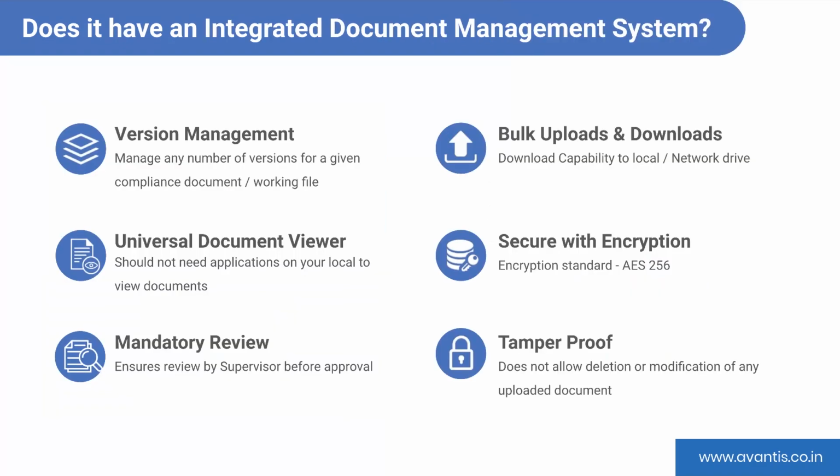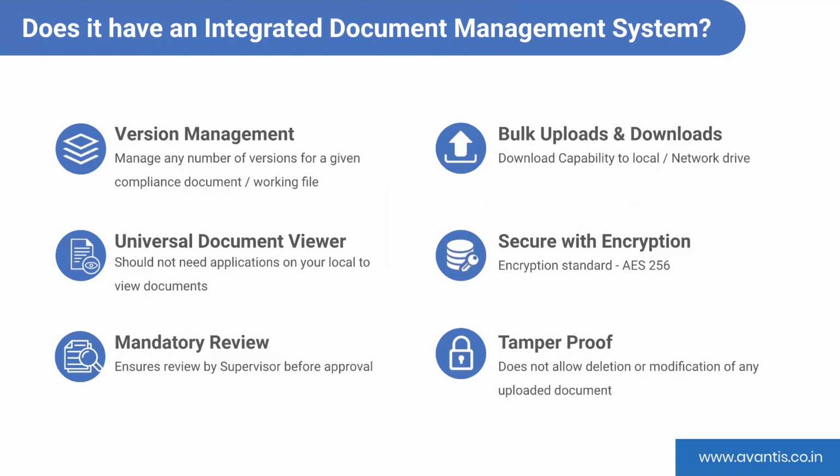The next thing that we should ask is whether the software has an integrated document management system. As I said earlier, a compliance program will create a number of document types. So let's see what are the key features you should look for. Version management is an important one, so that any number of versions for any kind of document can be created, either a compliance document, which could be a license, registration, permission, consent order, return, register, challan, payment, acknowledgement, receipt, and so on, or it can be a working file which you may have used in order to fulfill your compliance obligation or do the calculation. So you need to be able to manage multiple versions of your documents.